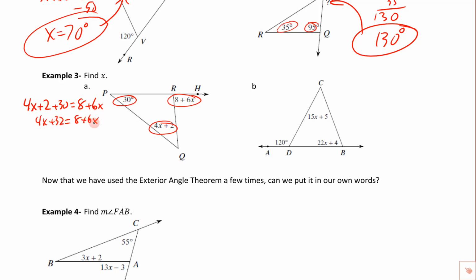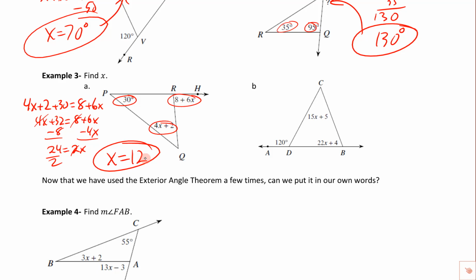We've got an equation with a variable on both sides, so I'm going to move the smaller one. I'm going to move the 4x to the other side by subtracting 4x. I might as well move the 8, so I'm going to subtract 8. That's going to be 24 equals 2x, and then we divide by 2, so we end up with x equals 12. I'm going to circle that, and it didn't say I had to find any of the angles, it just said find x, so that is the answer.